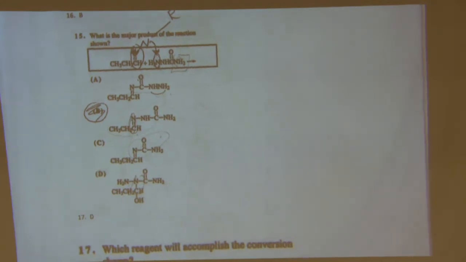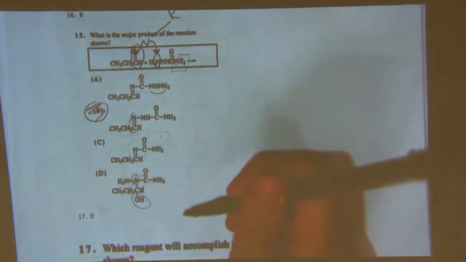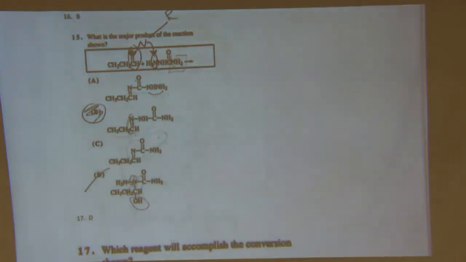Imine. Ketone or aldehyde plus primary amine equals imine. And then ketone or aldehyde plus secondary amine equals N-amine. That's why you can't do D, right? Because this would be secondaries. And I don't know where this oxygen comes from. This one's just all wrong. Oh, I see what they did. That's still not right.